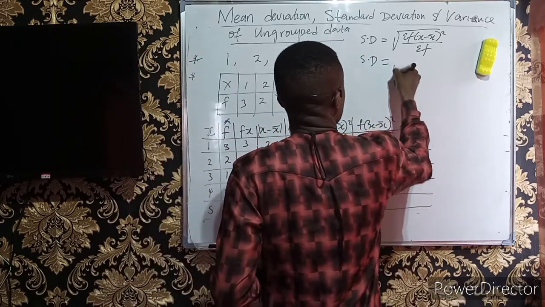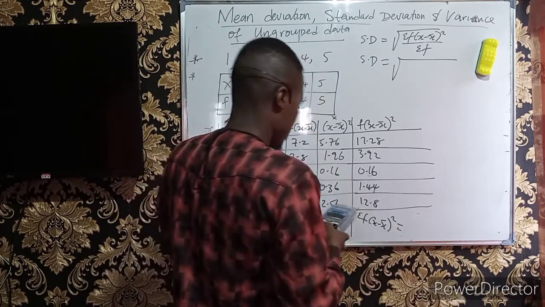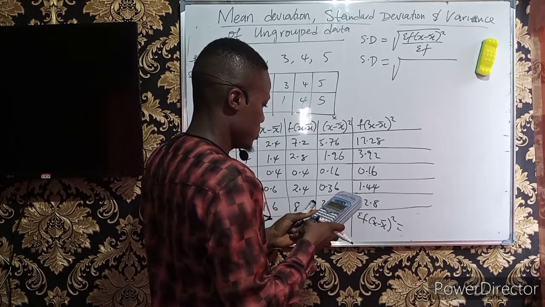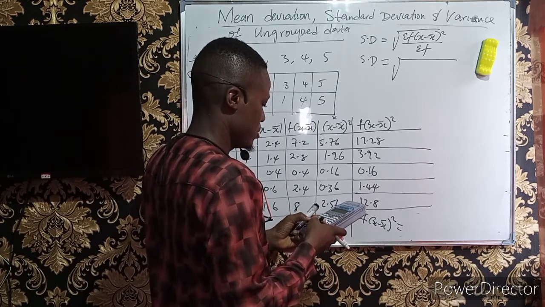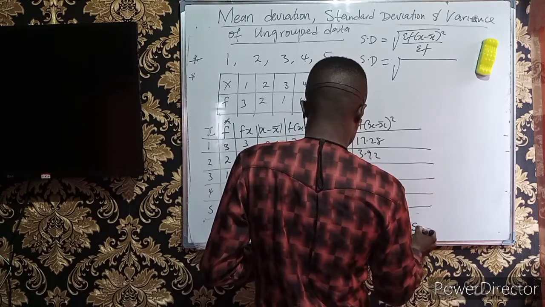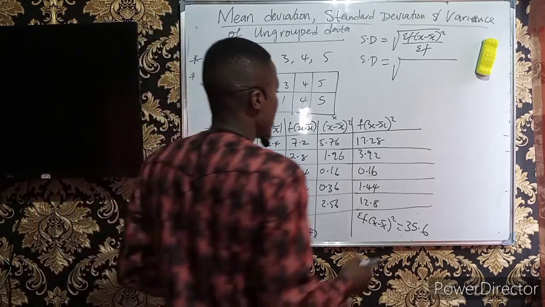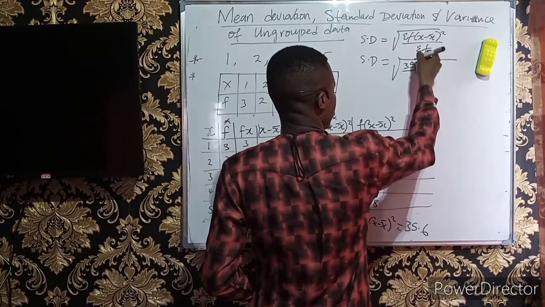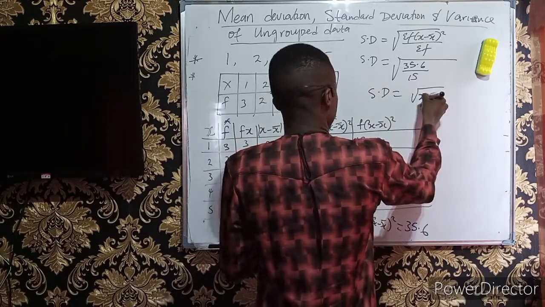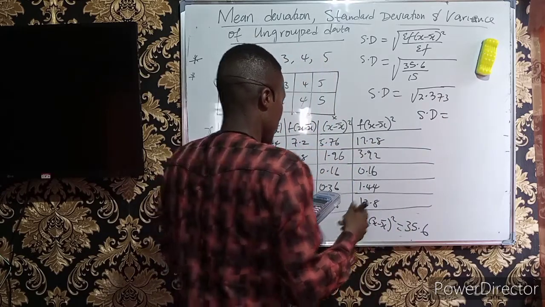Now, standard deviation will be the square root of summation f into x minus x bar all squared. Let's sum it up. So I have 17.28 plus 3.92 plus 0.16 plus 1.44 plus 12.8. This is 35.6, and summation f is just 15. So we have 35.6 over 15. Dividing by 15, I'll have 2.3733... So standard deviation means getting the square root of this number, which is 1.54.